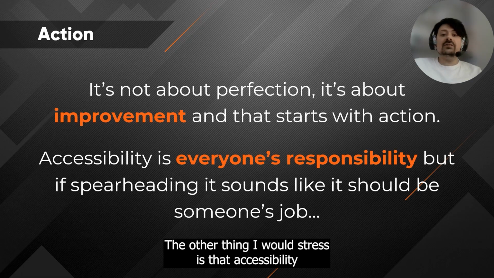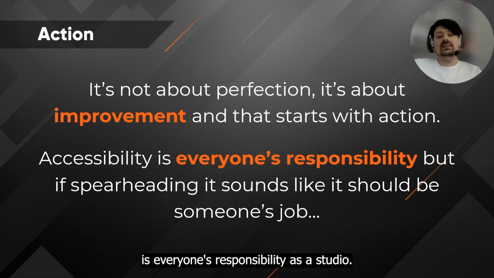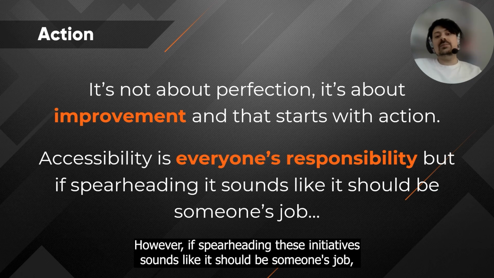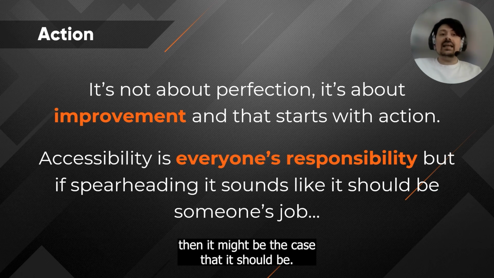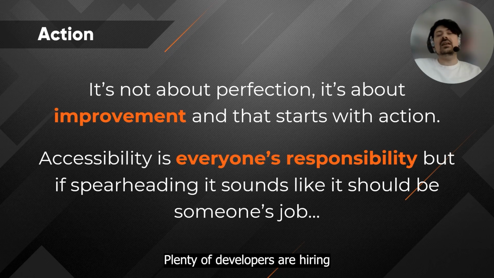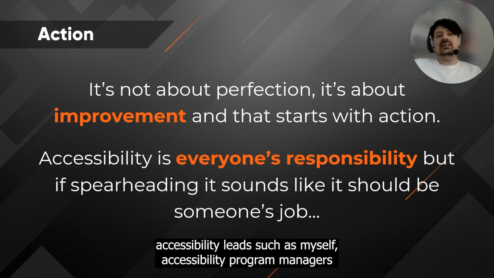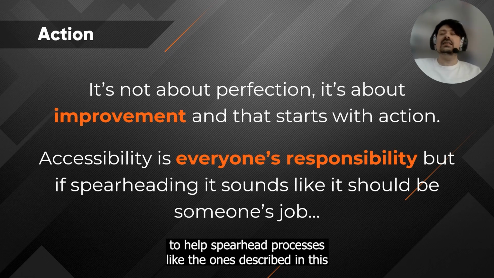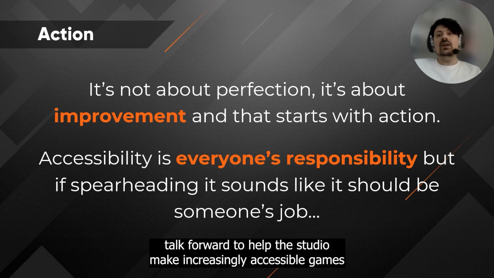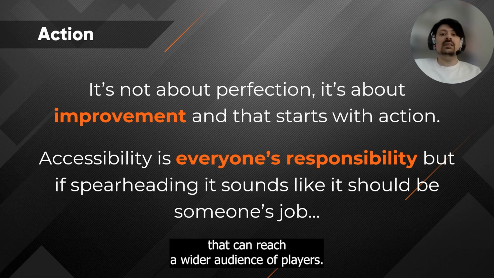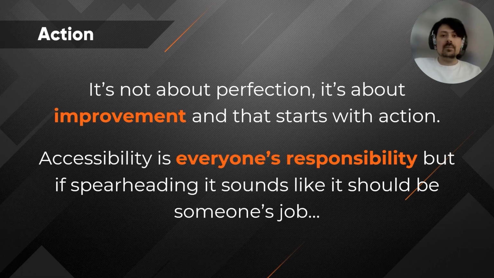The other thing I would stress is that accessibility is everyone's responsibility at a studio. However, if spearheading these initiatives sounds like it should be someone's job, then it might be the case that it should be. Plenty of developers are hiring accessibility leads, such as myself, accessibility program managers, to help spearhead processes like the ones described in this talk forward, to help the studio make increasingly accessible games that can reach a wider audience of players.